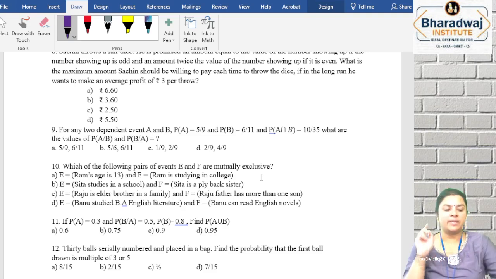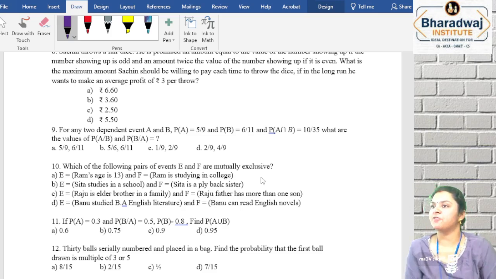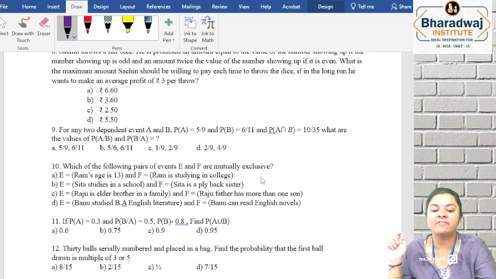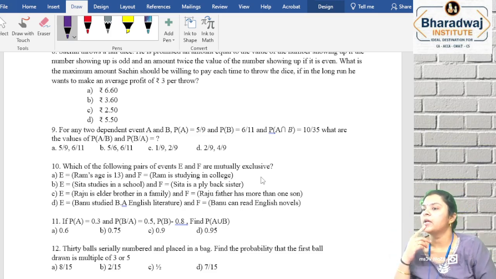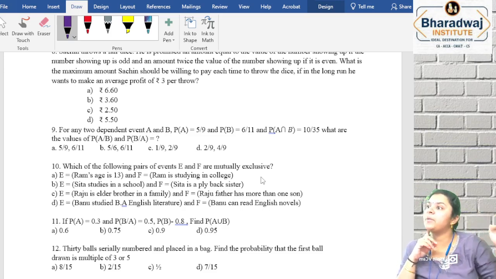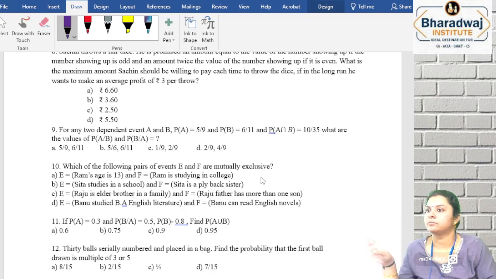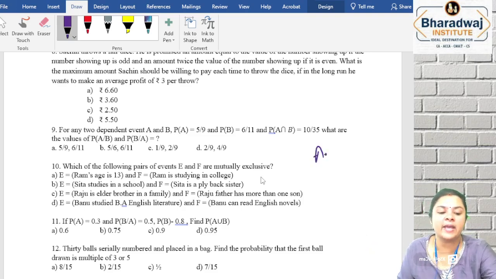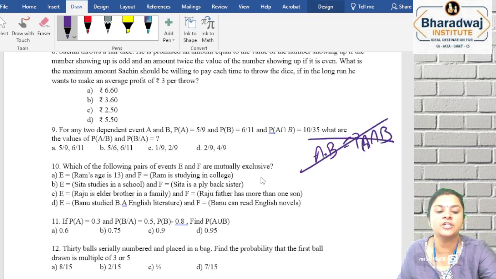P of A intersection B, normally we will do P of A into P of B. But no. If the question gives you intersection directly, okay. If they had given union in the question, you have to use the formula A union B is equal to P of A plus P of B minus P of A intersection B. Remember, in a conditional probability question, you cannot do A into B. Answer will be wrong. P of A into P of B is equal to P of A intersection B in the formula of conditional probability.